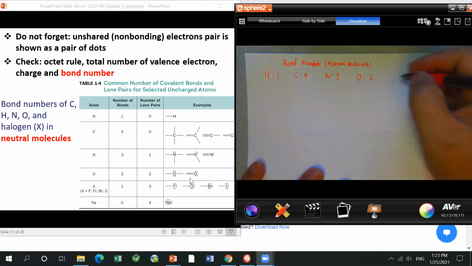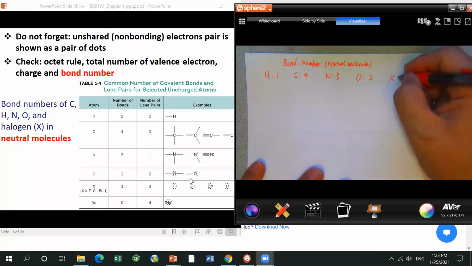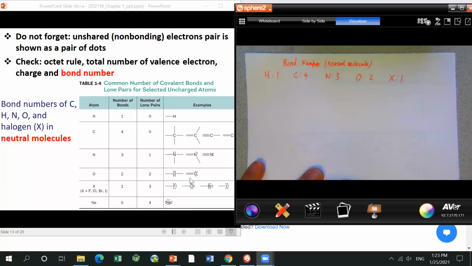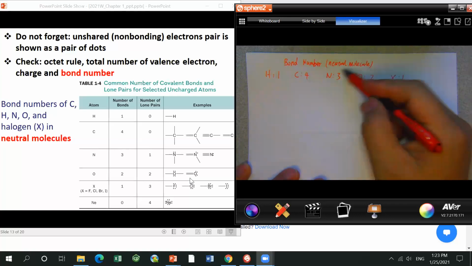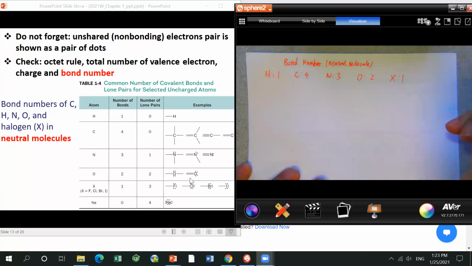And fluorine, chlorine, iodine, and bromine only build 1 bond. That's very, very important. Keep in mind this is only for neutral molecules. If it's a charged species, a cation or an anion, it may change a little bit.